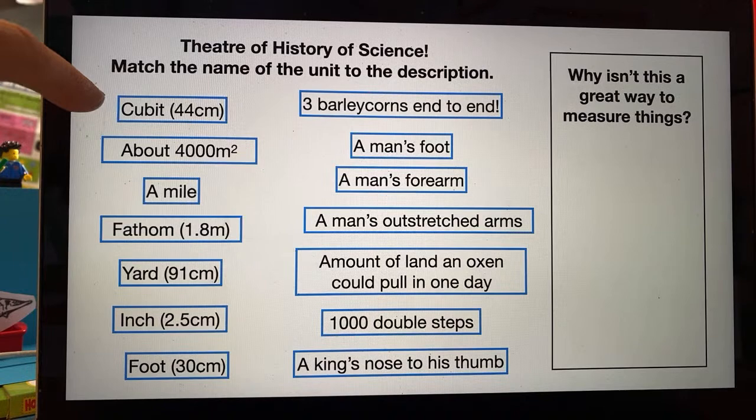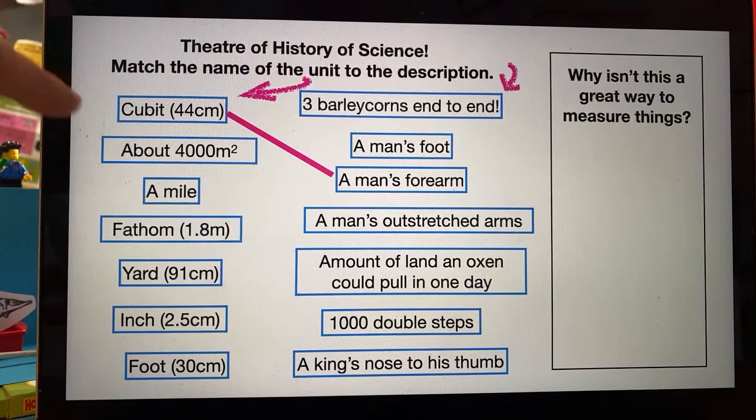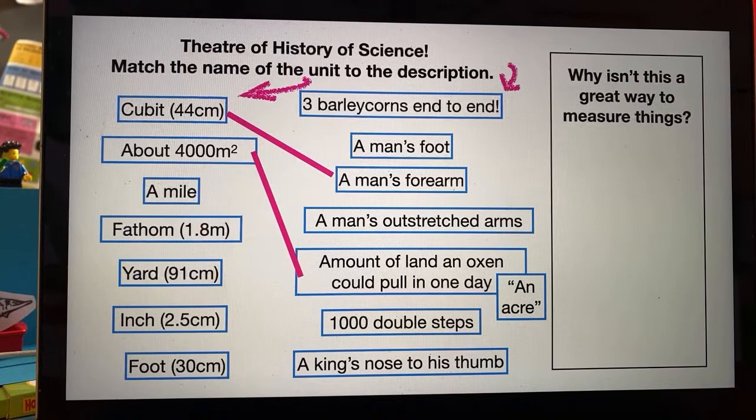That was a man's forearm. That's where a cubit comes from. About 4,000 metres squared is the amount of land an oxen could pull in one day, and the word for that is an acre. You must have heard of an acre of land. In America, an acre is still a legal definition. Obviously, it's no longer just the amount of land an ox can pull in a day, but I just love that.